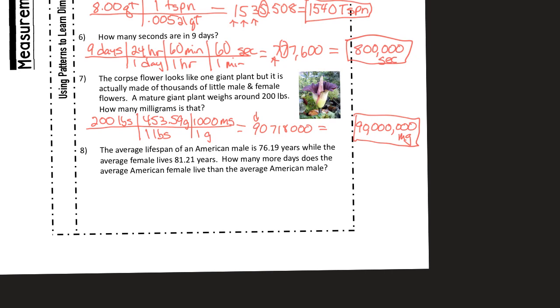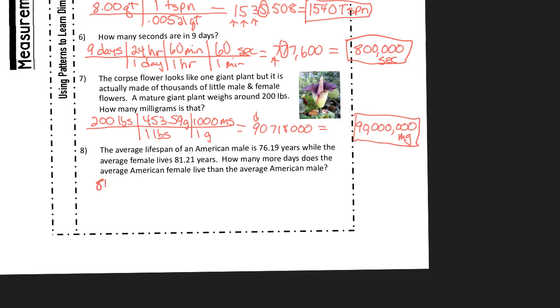All right, last one. Okay, we've got the average lifespan of an American male is 76.19 years, while the average female lives 81.21 years. How many more days does the average American female live than the average American male? There's a couple of different ways you could do this. You could actually convert the male years into days and then the female years into days, and then subtract the two. I'm going to just jump ahead and subtract one from the other.